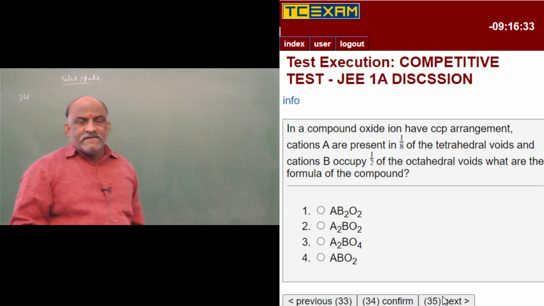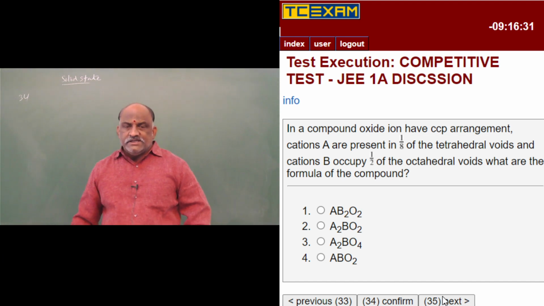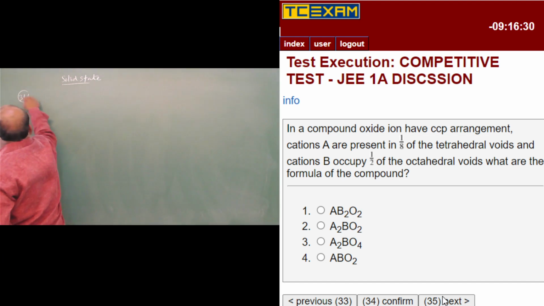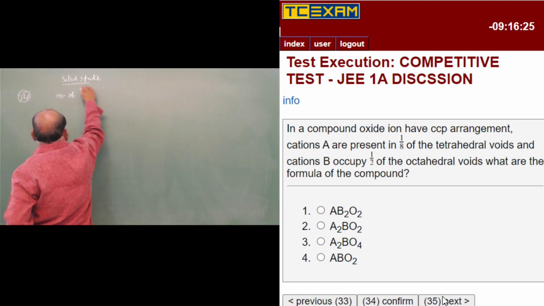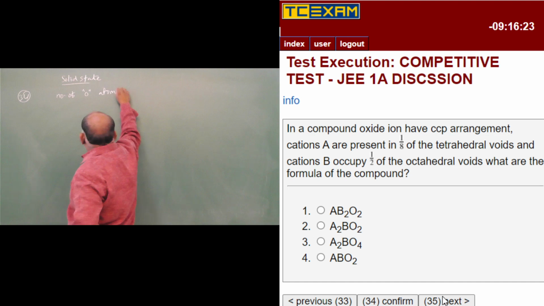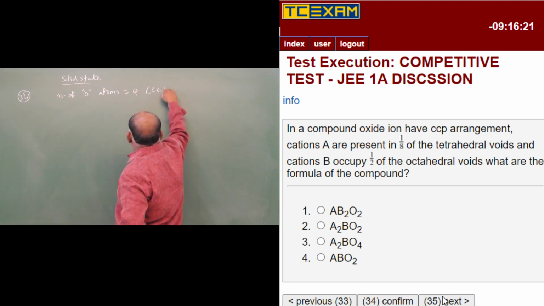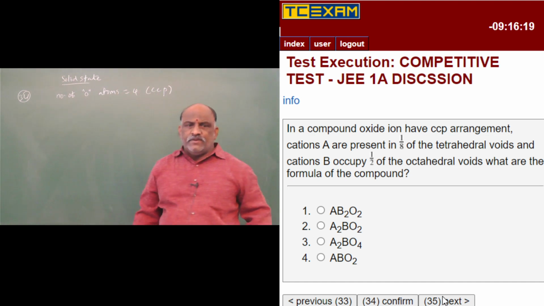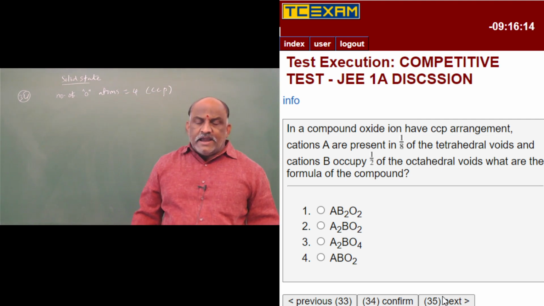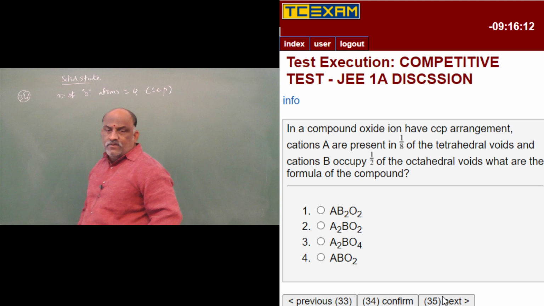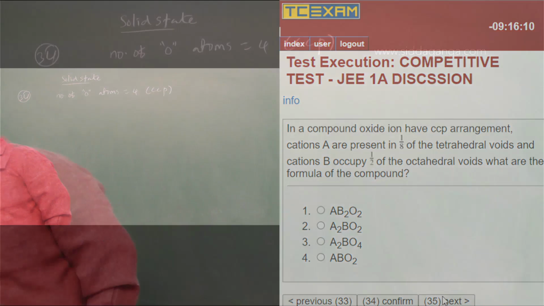In a compound, oxide ions have CCP arrangement. Number of O atoms is equal to 4 because of CCP. Cation A is present at 1 by 8 of the tetrahedral voids. Cation B occupies 1 by 2 of the octahedral voids. What is the formula of the compound?